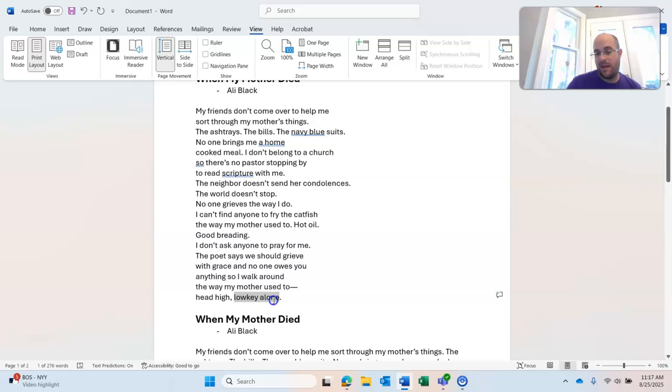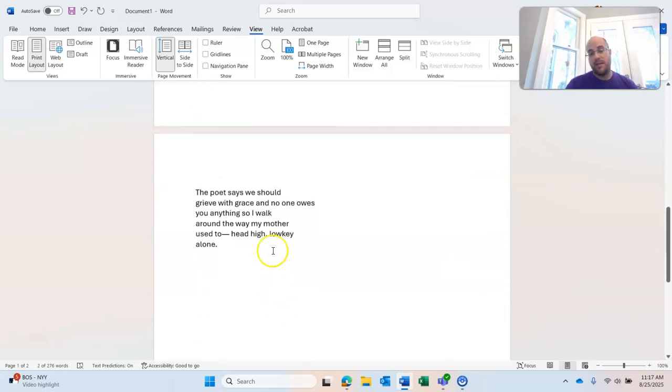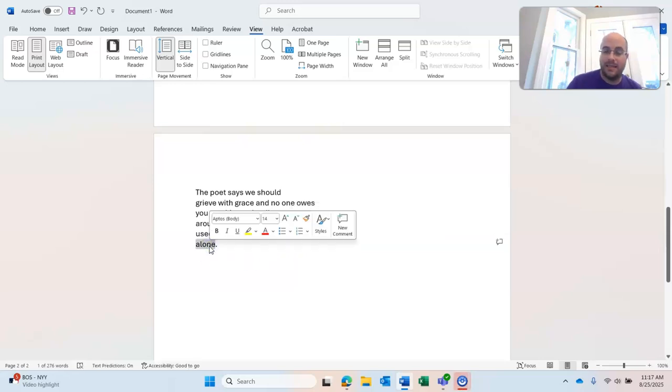Low-key is kind of buried in the line, the way Allie Black wrote the poem, published the poem. But if you wrote it like this, head high, low key. You're highlighting the low key. It ends the line, low key, and then you get alone, isolated at the end.